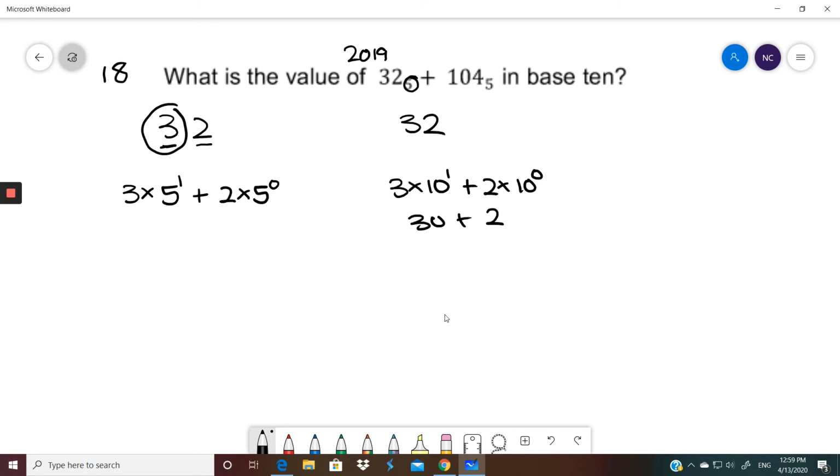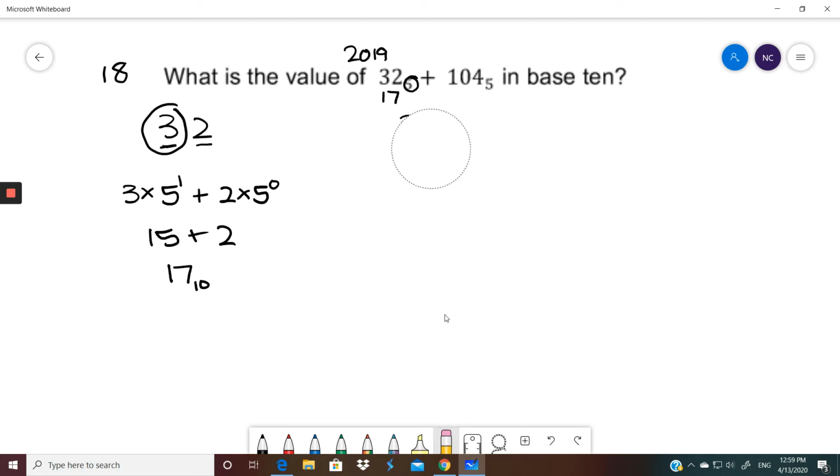It means 3 fives. So for 3 fives, it would mean 3 times 5, 15, plus 2 times 5 to the 0. 0 exponents are always 1, so 2. So 32 in base 5 is equal to 17 base 10. Okay, now we want to find out what 104 is in base 5. So let's just write 17 here and erase everything.